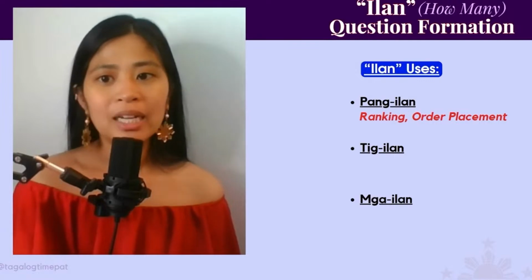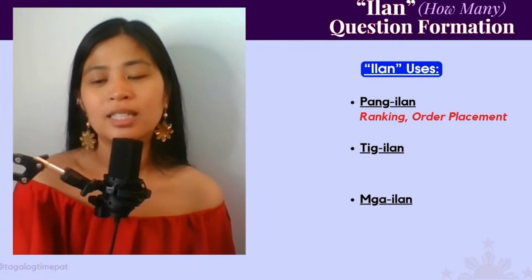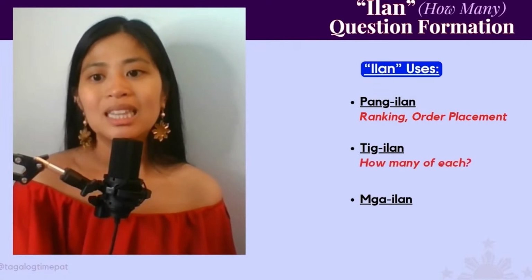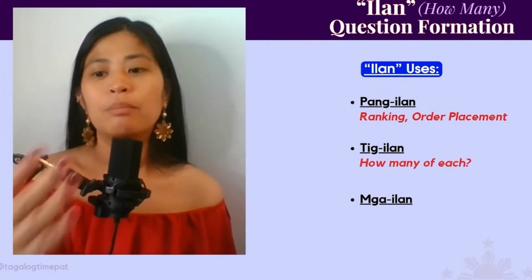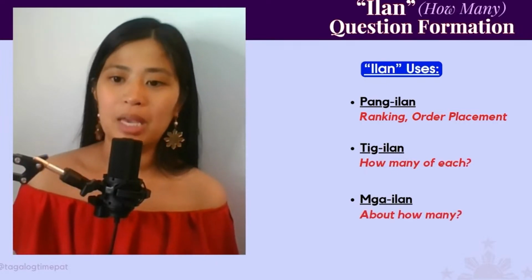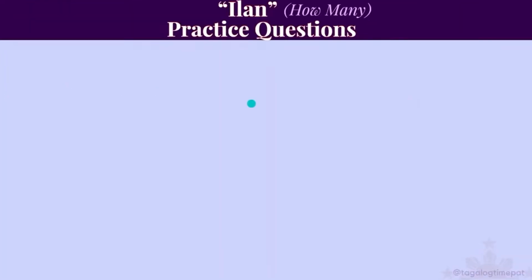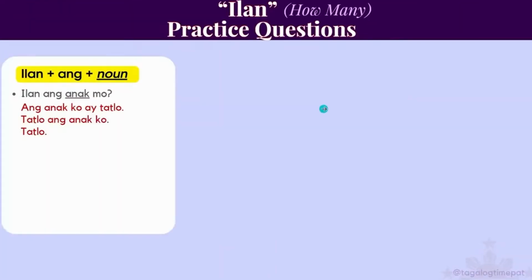All right. So this is just a review of how to use these different ilan questions. Pang ilan is a ranking question or asking about the order placement. Tig ilan is asking about how many of each. Mga ilan means about how many of something. Okay, now let's practice using ilan in some questions.